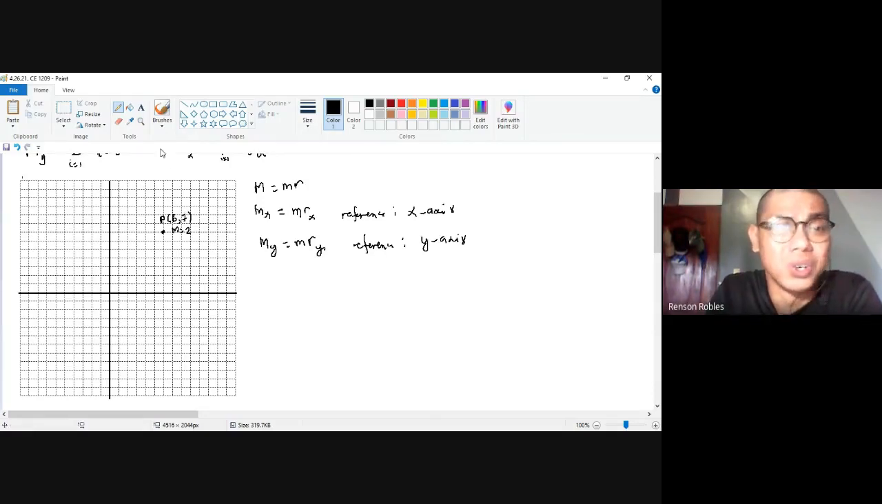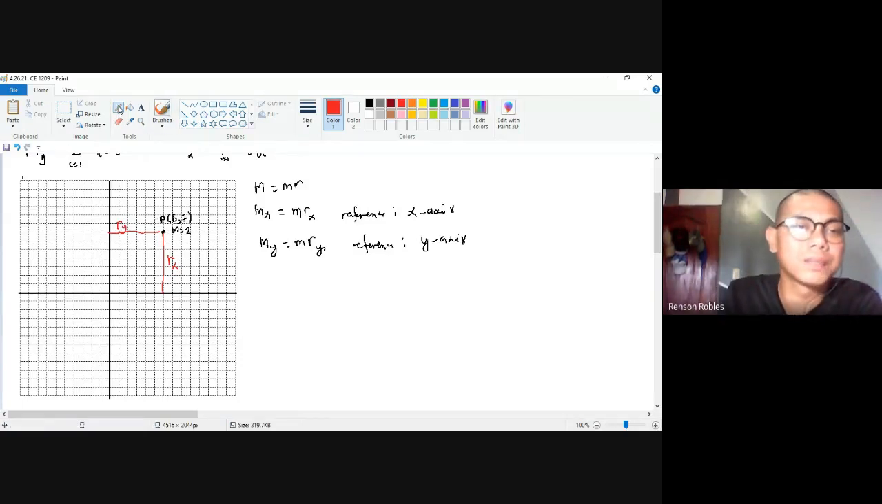So we draw the distances. From the particle to the x-axis, that is your Rx, the distance of the particle to the x-axis. And this one is your Ry, the distance of the particle to the y-axis.